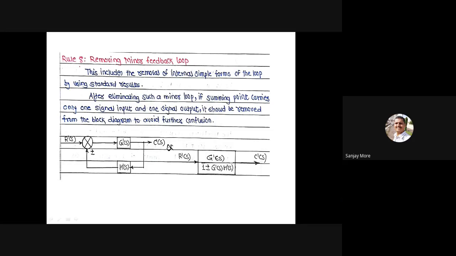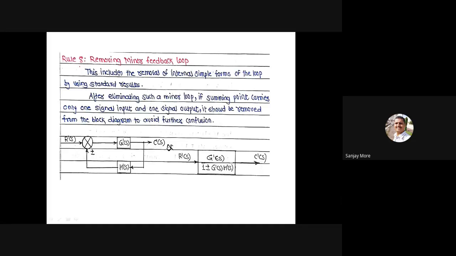So in removing minor feedback loop, we eliminate such minor loops, and then the summing point considers only one signal input and one signal output. Okay, the removal of these internal simple forms in the block diagram avoids further confusion for removing the minor feedback loop. Okay, so see the diagram.